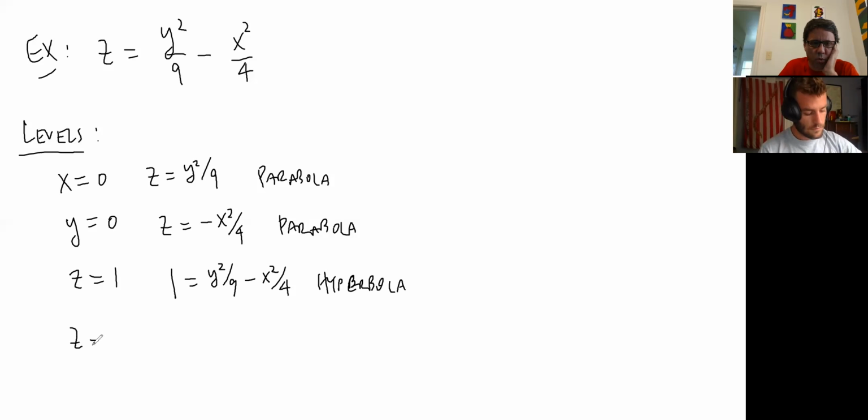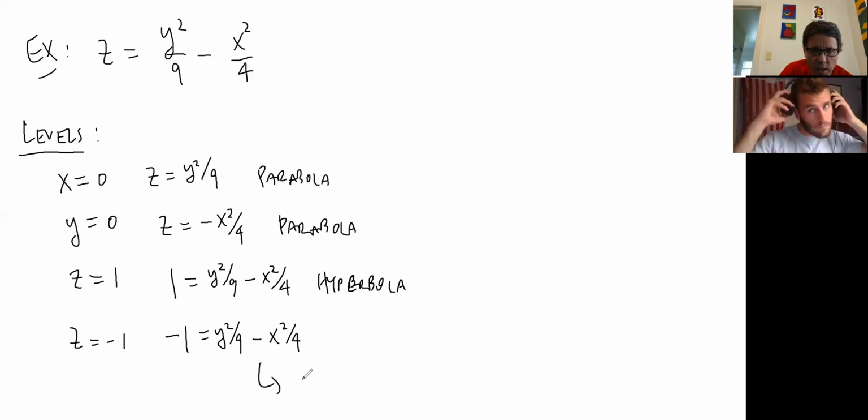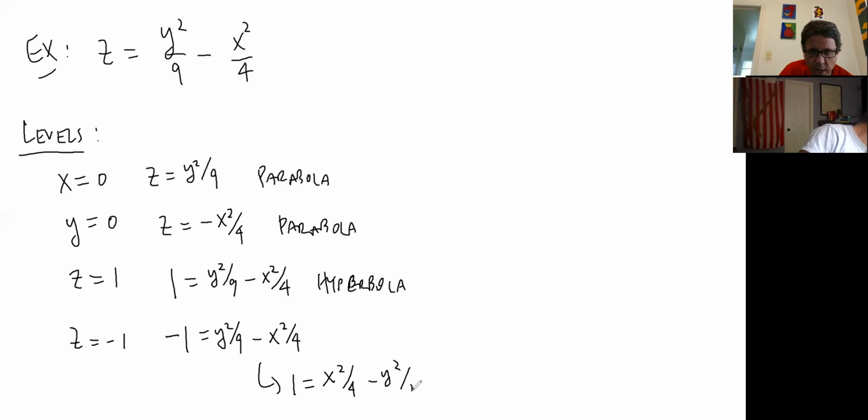And if I try z equals minus 1, I go down 1 unit, it's minus 1 equals y squared over 9 minus x squared over 4. And if I just multiply everything by negative 1, this will be 1 equals x squared over 4 minus y squared over 9, I just change all the signs, which is a hyperbola, but it now is opening the opposite direction as the one that it did before. So I've got two parabolas in those cross sections, and I've got two hyperbolas in those cross sections.